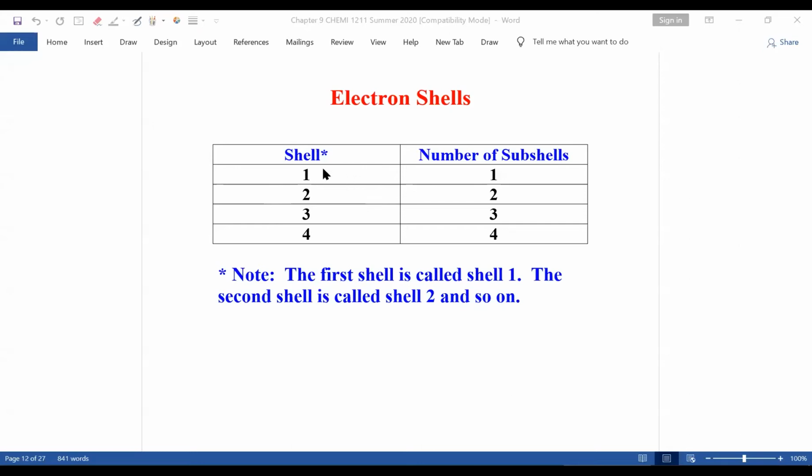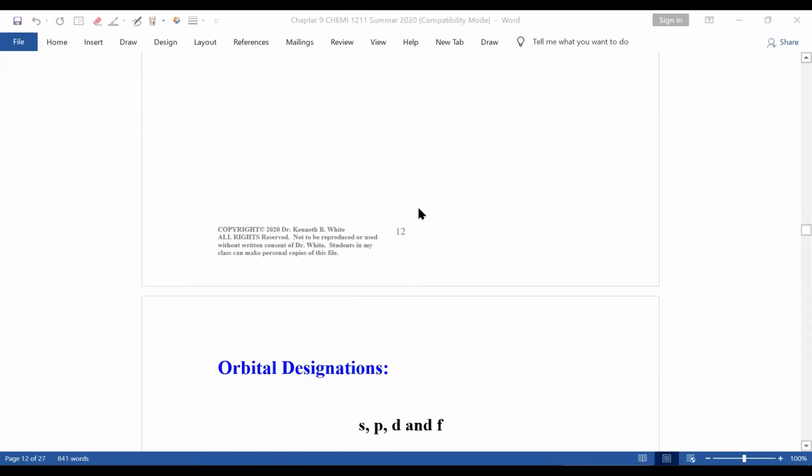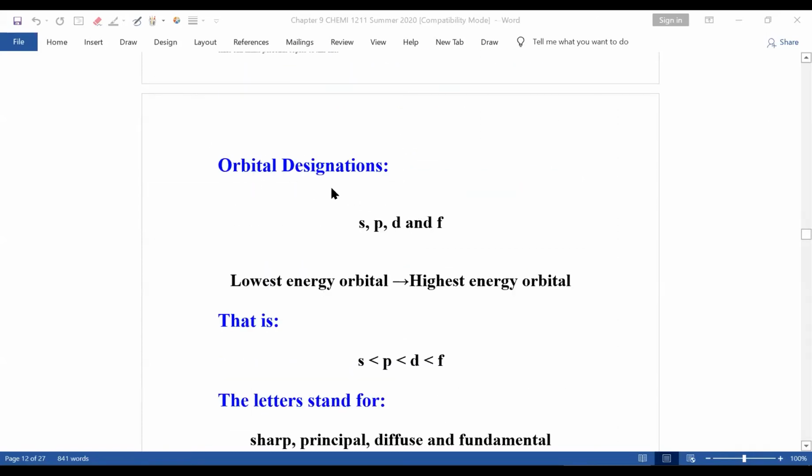Now, in shell 1, this gets real complex. How many subshells? 1. In shell 2, how many subshells? 2. Shell 3, 3, and shell 4, 4. Now, a subshell is named by the shell number and something else. What's that something else? Well, it turns out they call it in the book orbital designation, but this is really subshells.